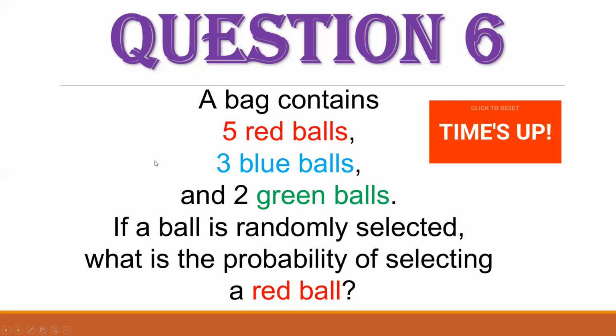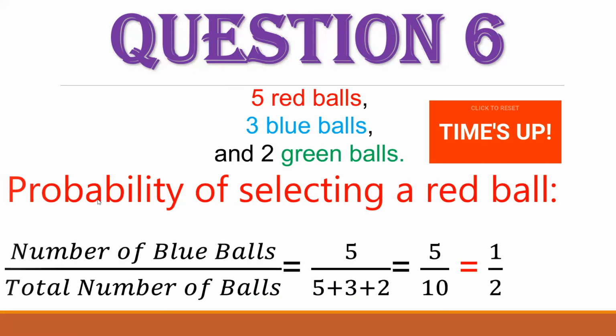So let's continue with our answer now. Let's use green color now. So we have red balls. So number of red balls over total number of balls. That's it. Number of red balls, as you see, is 5, and over 5 plus 3 plus 2, so 5 over 10, which is 1 over 2.